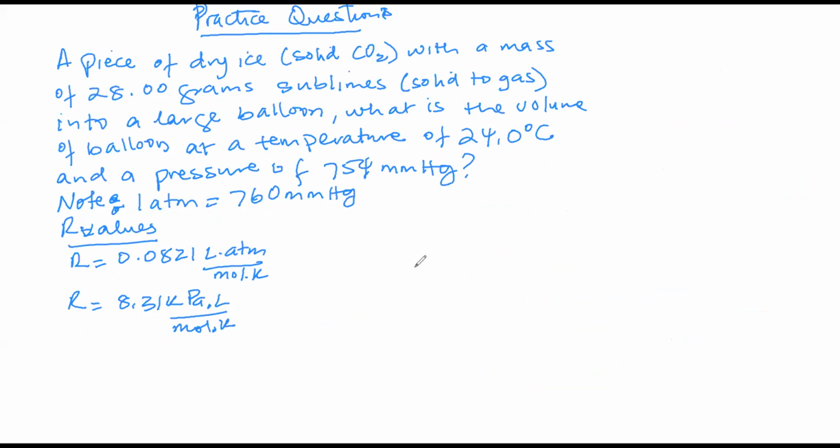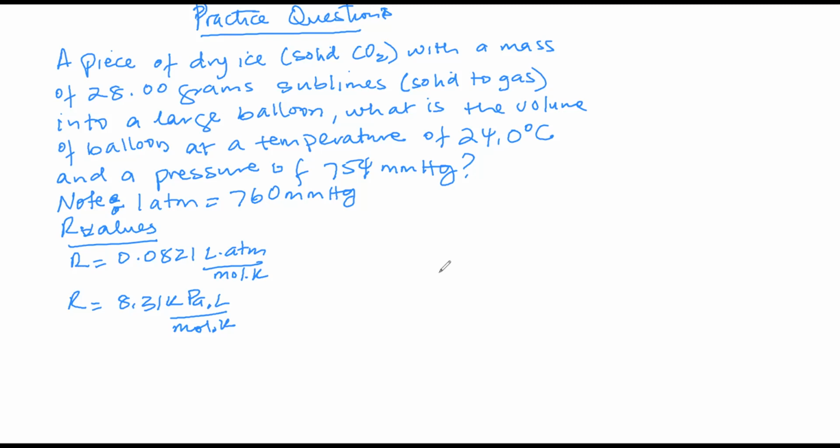So let's look at this question. A piece of dry ice, which is solid carbon dioxide with a mass of 28.00 grams, sublimes, that is solid to gas, into a large balloon. What is the volume of the balloon at a temperature of 24.0 degrees Celsius and a pressure of 754 millimeters mercury? Okay, note 1 atmosphere is equal to 760 millimeters mercury. That's the equivalent statement. So we have two R values given.